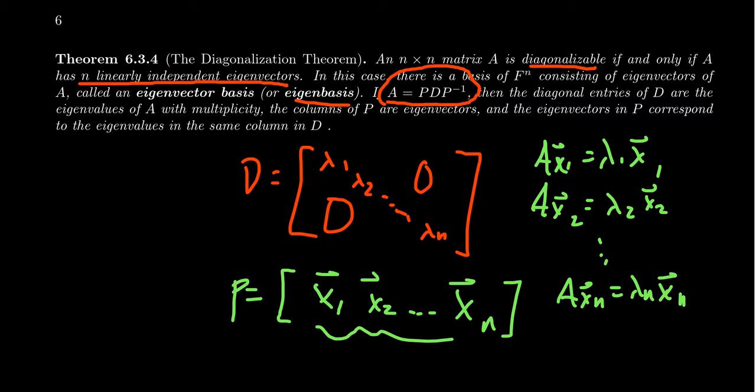You have your eigenbasis that forms the columns of P. You have your eigenvalues down the diagonal. You have to go in the same order; the eigenvalues and eigenvectors have to correspond to each other. And if you have this eigenbasis, you can construct this non-singular matrix P, and that's how we can form this diagonalization.